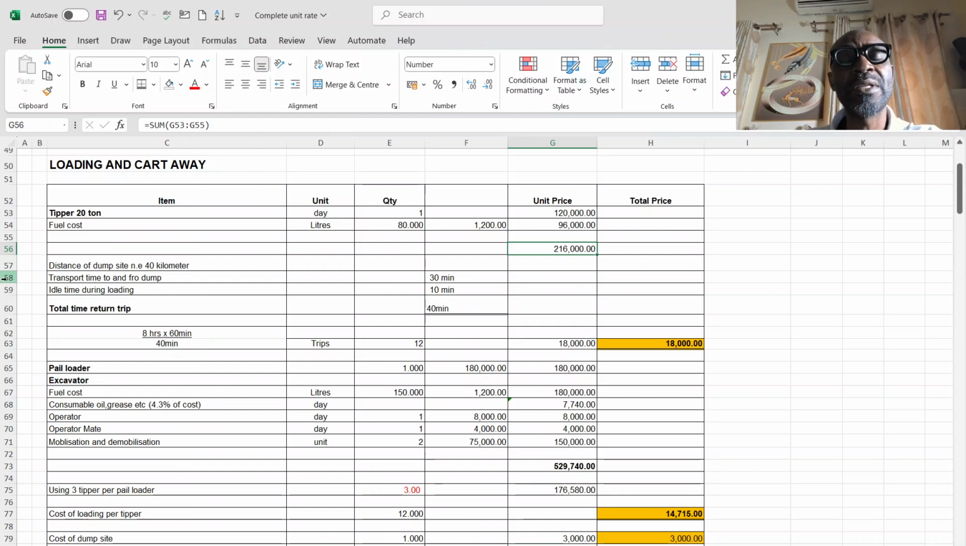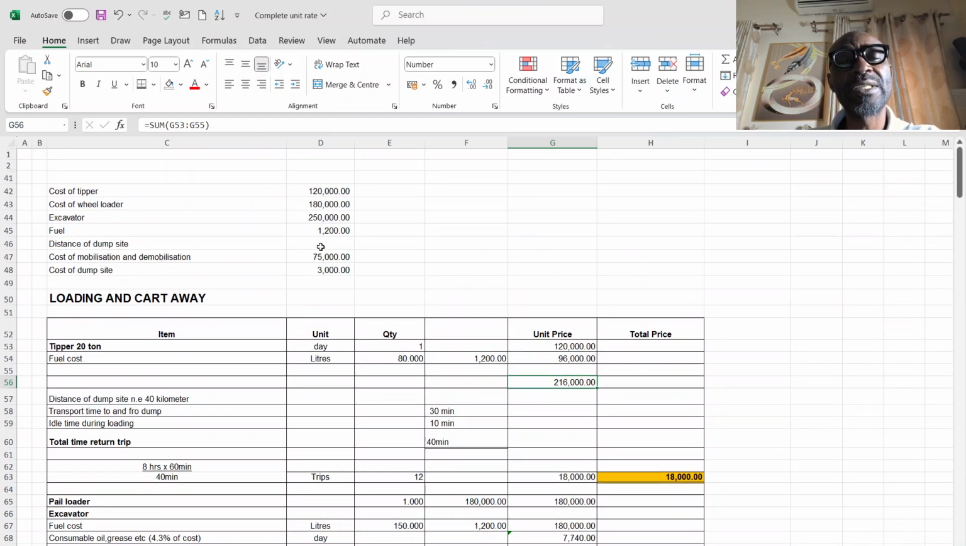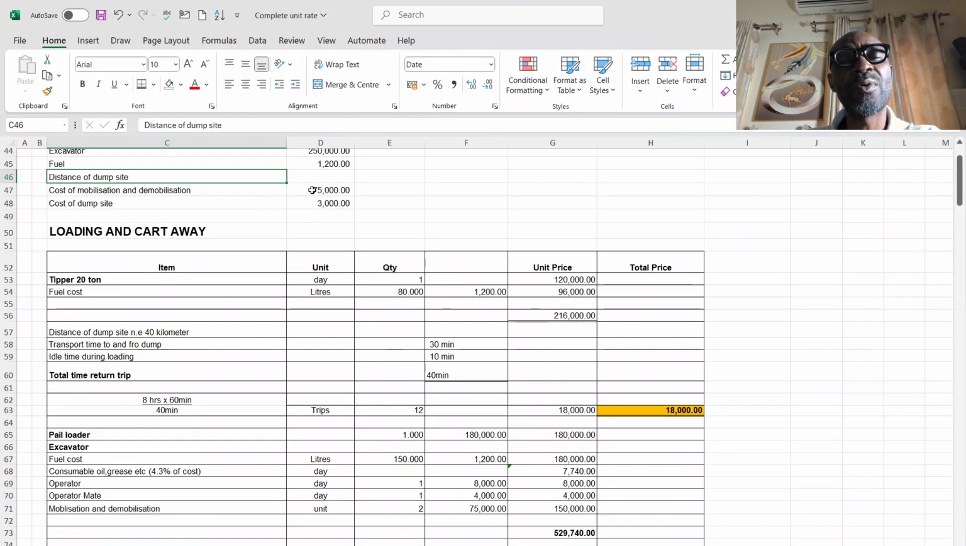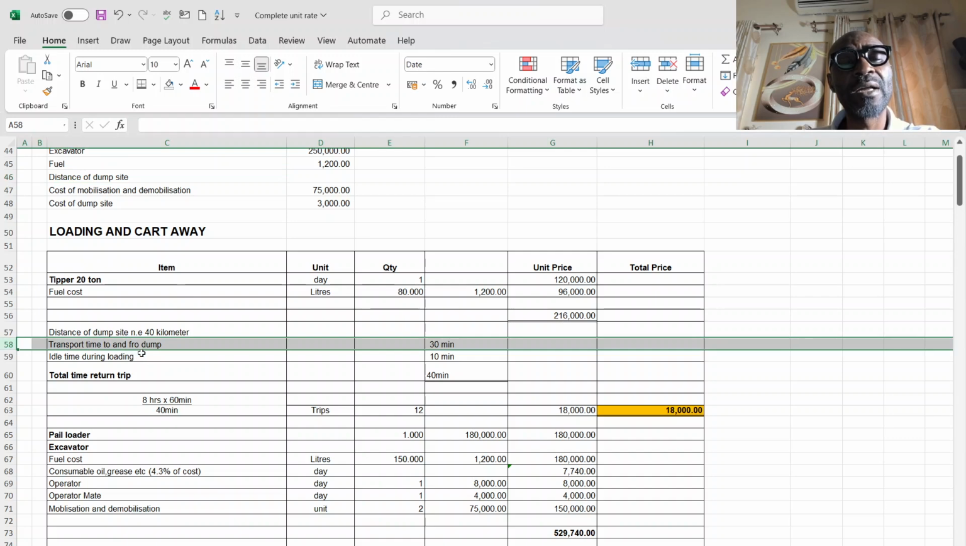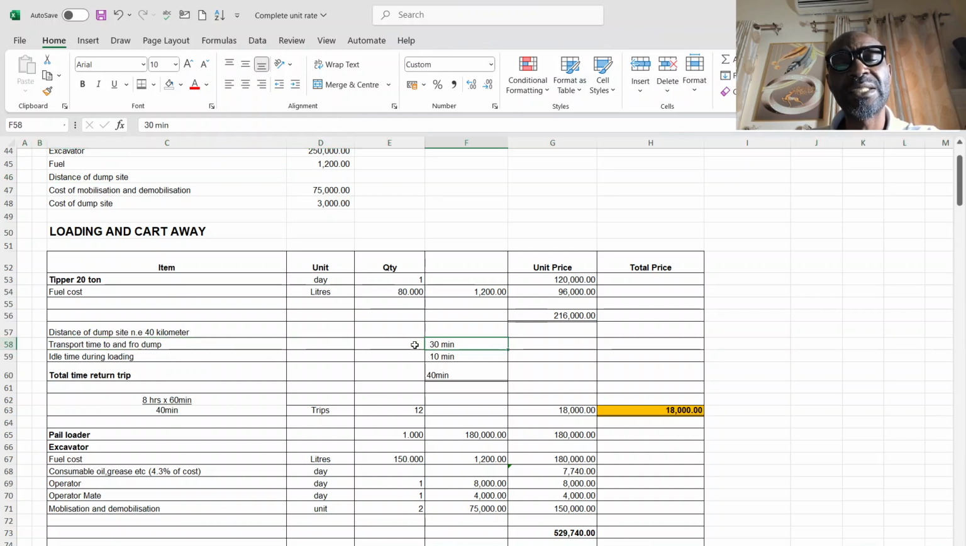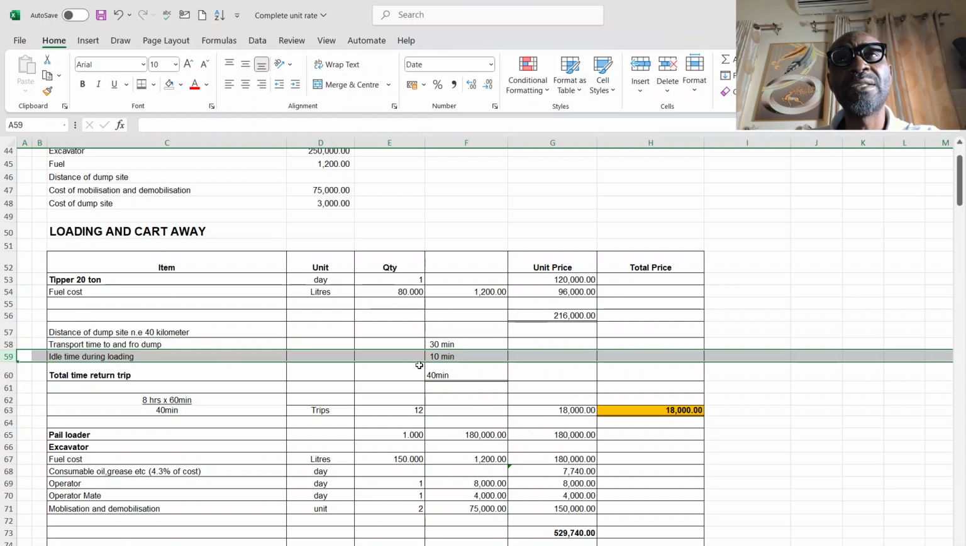For you now to determine how many trips the truck can go and come back each day, that is why you have to know the distance, and consider the traffic jam along that axis. Then you come to a certain number of minutes that it will take with all of the hitches on the road. So in this case, we've determined that it's going to take the truck 30 minutes to go to and come from the dump site.